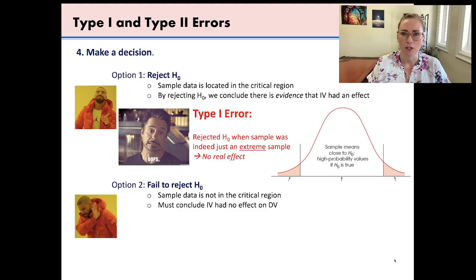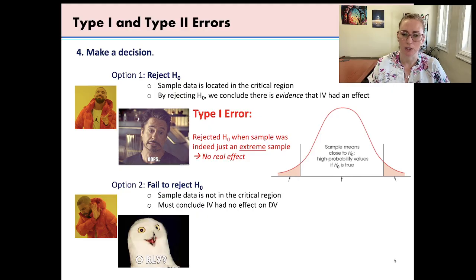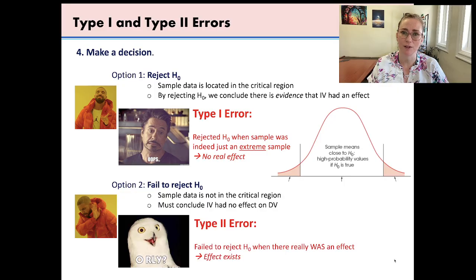The second one is where we fail to reject, where the sample is not in the critical region, and this one is more of a, oh, okay, there was an effect, but I didn't find it, right? So we failed to reject it when there really was an effect. So the effect exists, I just didn't find it. Ideally, I run the study again with more people and I'll find it in an ideal world.